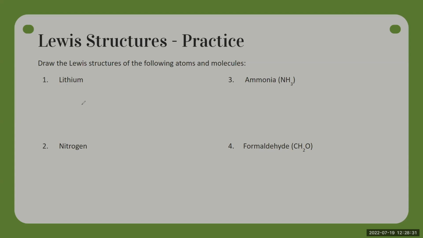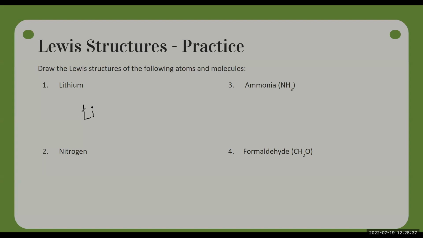This is lithium. Lithium has an element symbol of Li. And remember that lithium is a group 1 element. And because it's a group 1 element, we can just draw 1 valence electron. And so that's just going to be the structure for lithium. Nitrogen, I believe I drew this one earlier. So if you have nitrogen here, nitrogen is a group 5 element. So we can do 1, 2, 3, 4, and then 5. So that's going to be the Lewis structure for nitrogen.